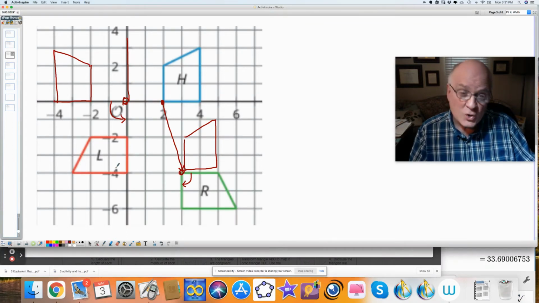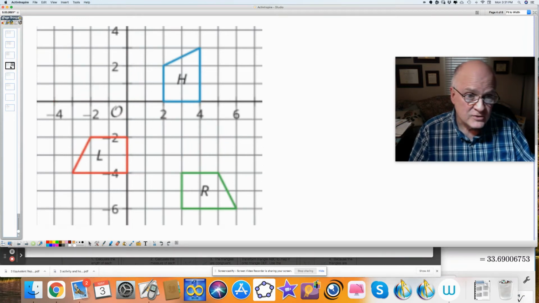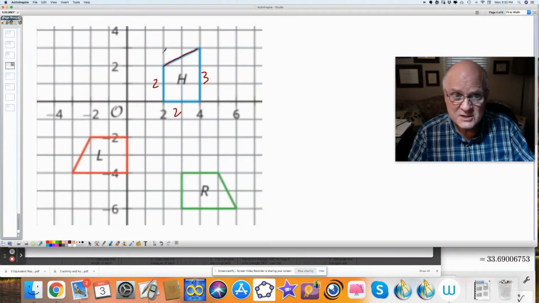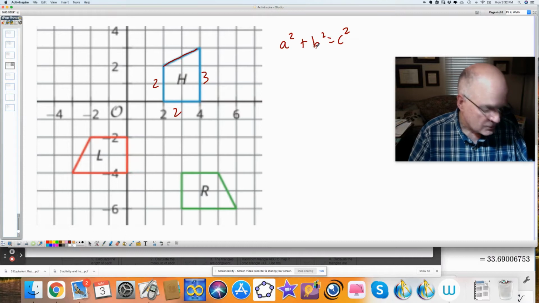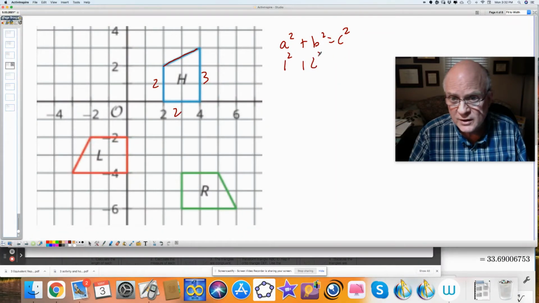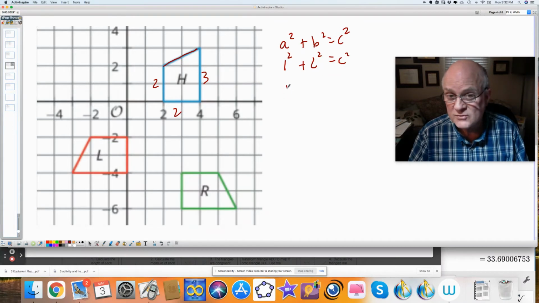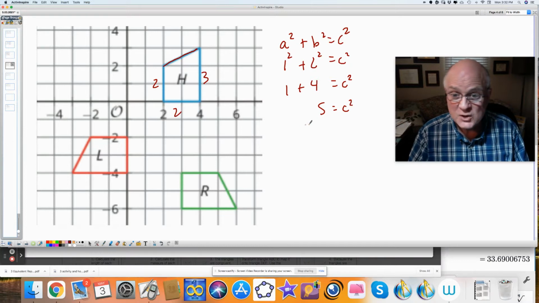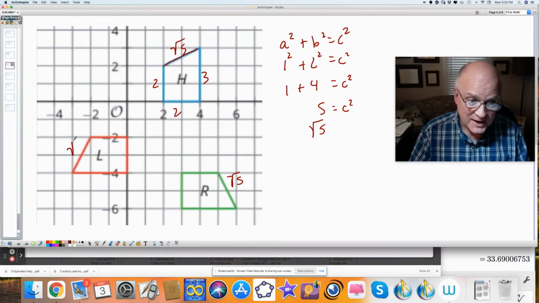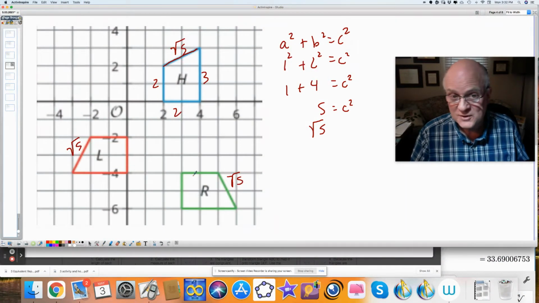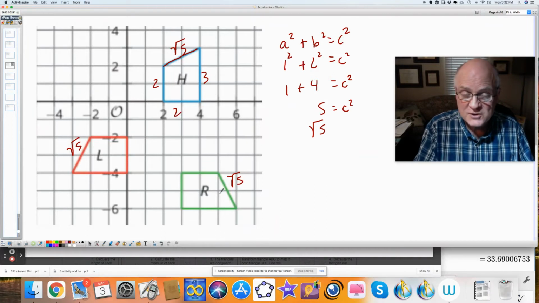So one way to know it is that you could map it with the rigid motion transformations. You could also have looked at the lengths of each of these. You could say, well, this is 2, 2, and 3, and this length. Now this length, this is 1 by 2. So if we use a squared plus b squared is equal to c squared, we could do 1 squared plus 2 squared is equal to c squared. This is 1 plus 4 is equal to c squared, or 5 is equal to c squared. This distance is the square root of 5 here and here and here, and each of these have all the sides that are congruent. So that's another way of knowing that the figures are congruent.